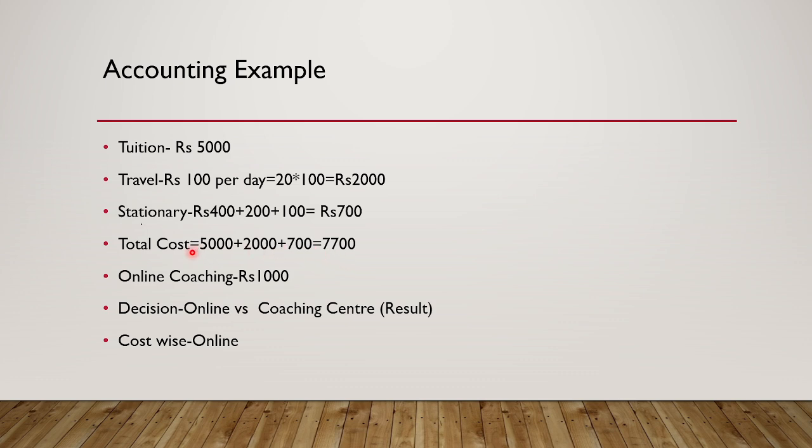Okay, and here, if you see the online coaching, say that it's an example, it's coming to 1,000 rupees per month. So when you do a comparison of what was best for you in terms of saving or cost, for online you are paying 1,000, and for the coaching center you are paying 7,700 rupees. So of course, cost-wise, online is better. This is just an example, and now I'll take you to the definition and you will understand.